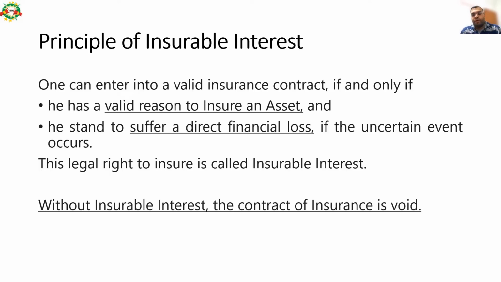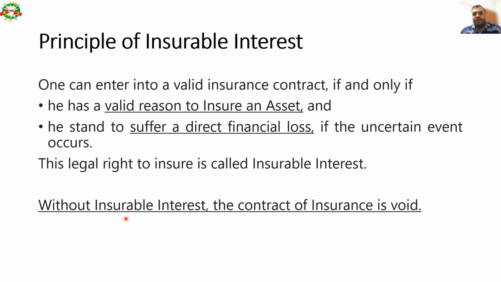So the next very important principle of insurance is the principle of insurable interest. We should understand what insurable interest is and how to calculate it. One can enter into a valid insurance contract if and only if he has a valid reason to insure an asset, and he stands to suffer a direct financial loss if the uncertain event occurs. This legal right to insure is called insurable interest. This 1 mark theory question can come: what is insurable interest? These two key terms we have to remember to answer that question correctly.